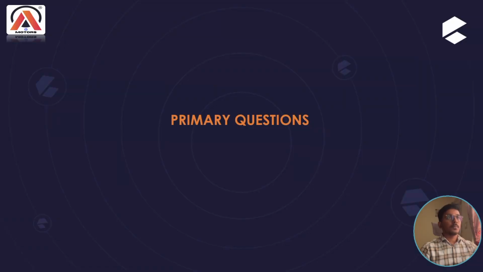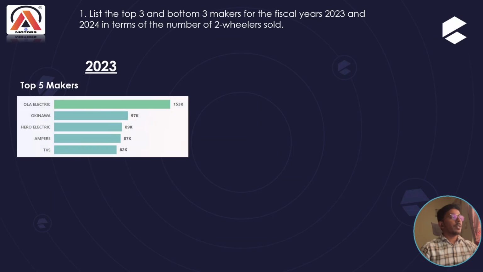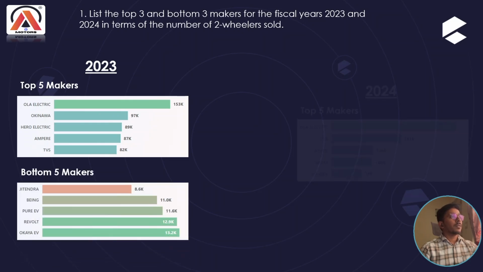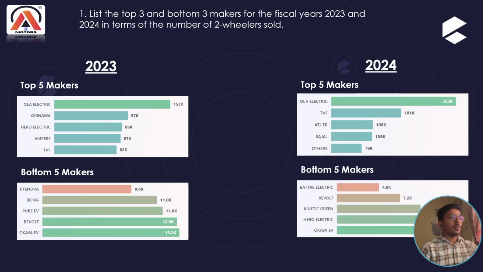Primary questions. List the top 3 and bottom 3 makers for the fiscal years 23 and 24 in terms of the number of two-wheelers sold. So in 23, Ola Electric appears to be the number 1 maker with overall 193k of EV sales, and here are the bottom sales. And in 2024, Ola Electric continues to be in number 1 position, followed by TVS, Ather, Bajaj, and others. So here are the bottom 5 makers of 2024.